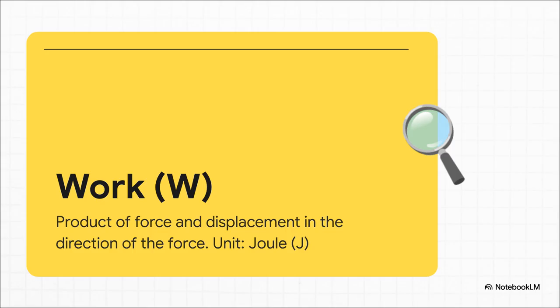But here is the absolutely crucial exam keyword you've got to memorize. That displacement must be in the direction of the force. The formula? Super simple. W equals F times S. And remember, the SI unit for work is the joule, represented by a capital J. So basically, 1 joule of work is done when 1 newton of force moves an object exactly 1 meter.